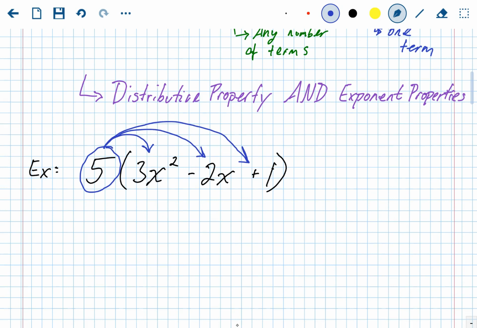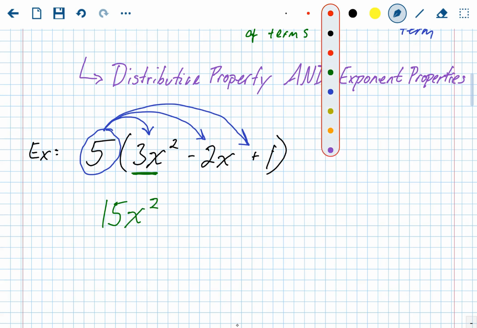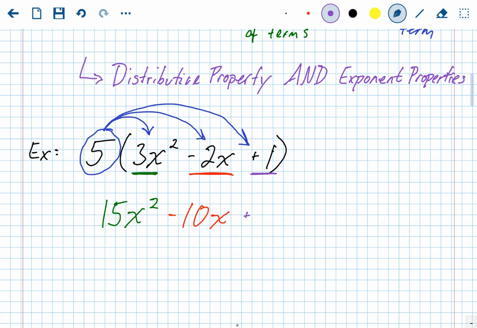So when we're multiplying this, we can multiply 5 by each of these three terms on the inside. We're going to do 5 times 3x squared. When you're doing a number, you just multiply the numbers together. 5 times 3 is 15. X squared stays. Then 5 times the next term, 5 times negative 2x. Remember, whatever sign is to the left stays with that number. 5 times negative 2 is negative 10, and the x stays. Then same thing with the last term: 5 times 1, the multiplicative identity. Anything times 1 is itself, so it's just 5. And that's it. That's just the distributive property. We've been doing that the entire year.